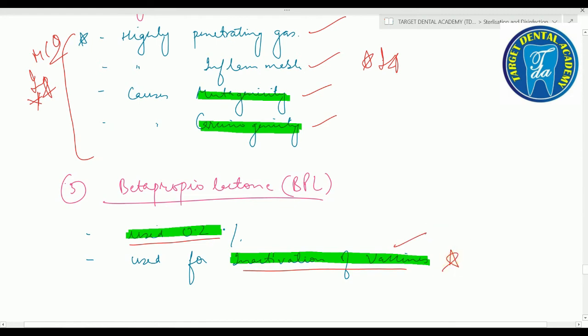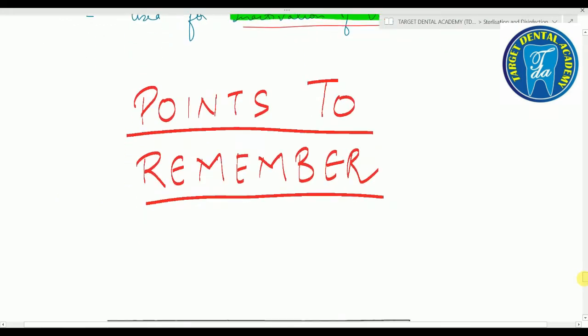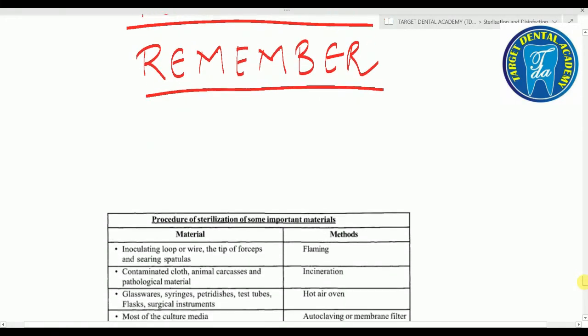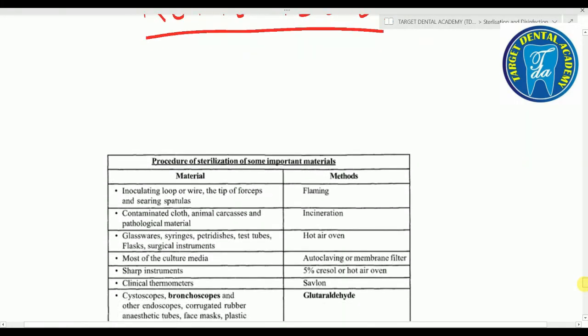Fine. So this is all about sterilization and disinfection. Now after this, let's discuss some important points to remember, which are very important from your exam point of view, because these themselves act as MCQs.